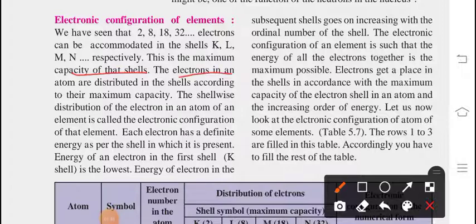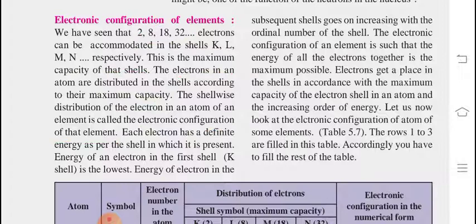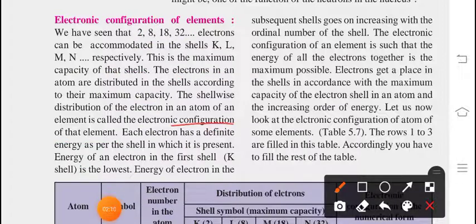The electrons in an atom are distributed in the shells according to their maximum capacity. The shell-wise distribution of the electrons in an atom of an element is called the electronic configuration of that element. Whatever capacity we have seen, that is 2, 8, 18, 32 as per the shells 1, 2, 3, K, L, M, this numbering is nothing but the electronic configuration of that element.